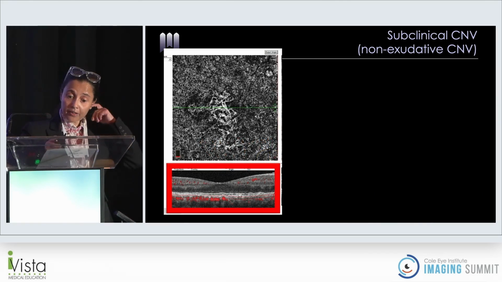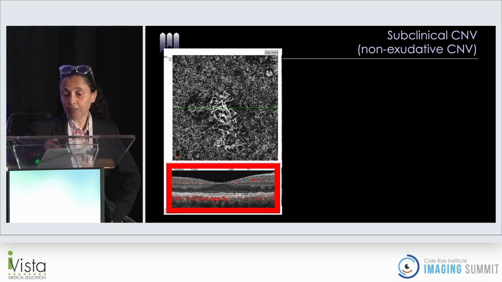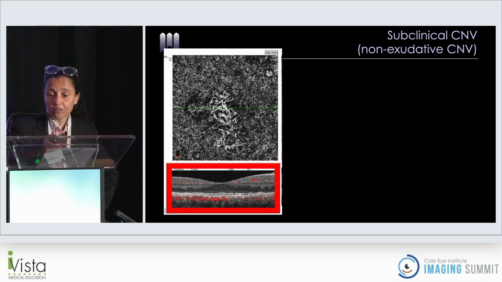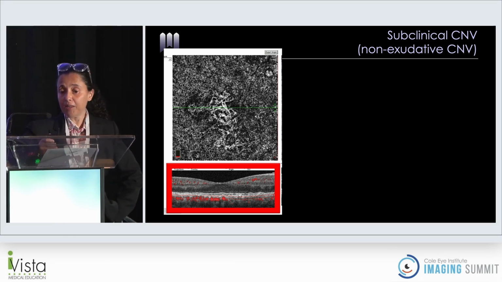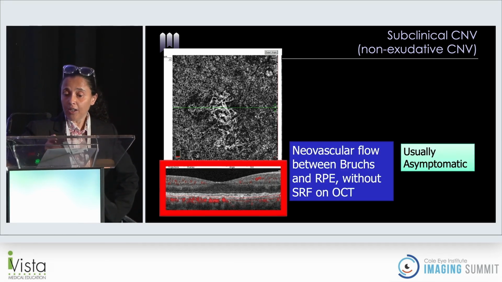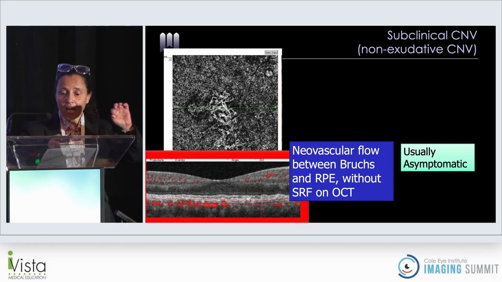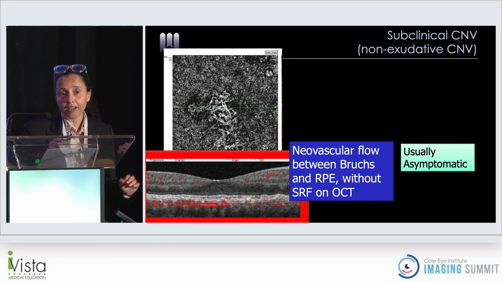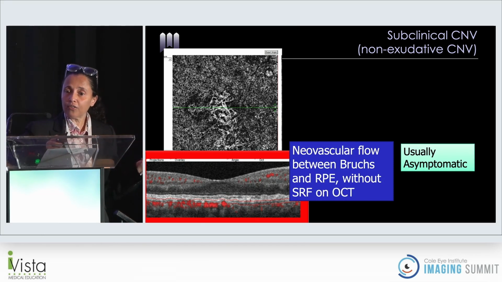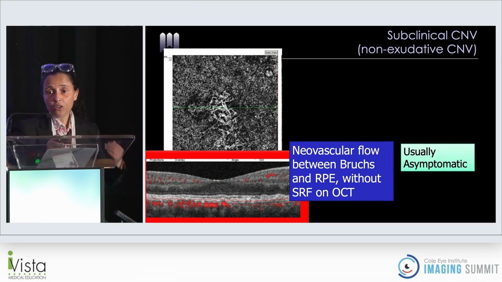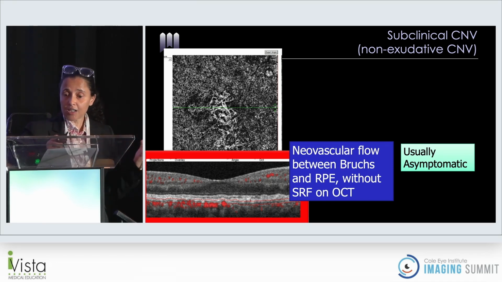So the next important thing that we need to look at the OCTA for is this type of lesion, where you have a neovascular lesion on the slab there, on the projected slab, and you look for the flow and you see this shallow elevation of the RPE with flow between the RPE and Bruch's membrane. So this is a non-exudative CNV. When there's no fluid, you want to watch these carefully. These lesions can stay quiet for a very long time, but have a risk of exudation at some point.